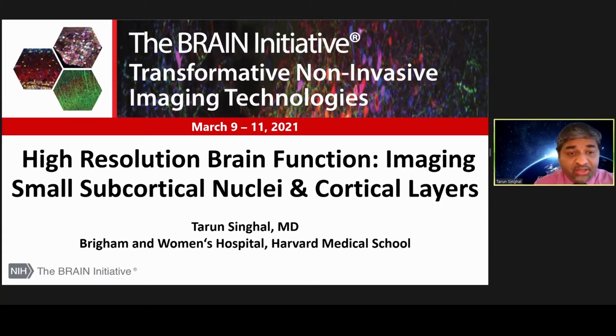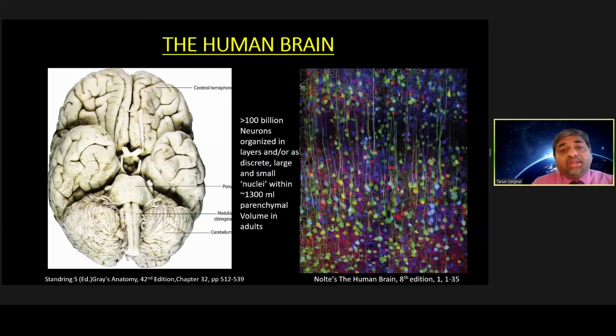The topic assigned to me is high-resolution brain function, imaging small subcortical nuclei and cortical layers. I'm sure you'll all agree with me that the brain is a fascinating human organ, which really makes us human. It comprises more than 100 billion neurons organized in layers and/or as discrete, large, and small nuclei within approximately 1300 ml of the parenchymal volume of the adult human brain. And of course, there are other cells in the brain, including an almost equal number of glial cells that support neuronal function as well.